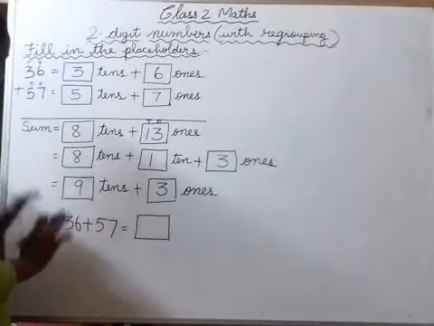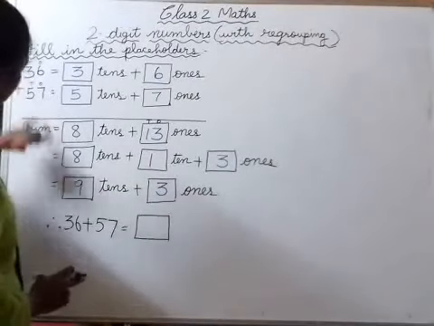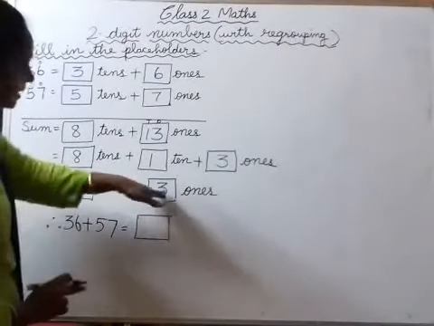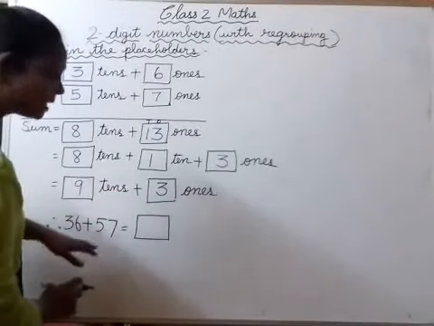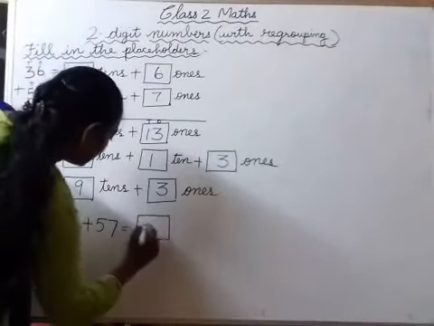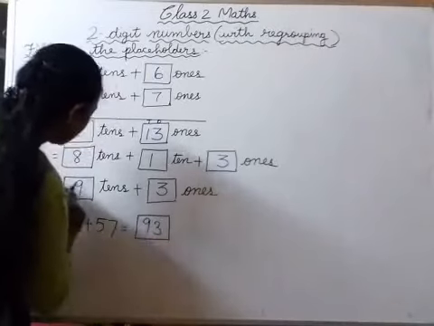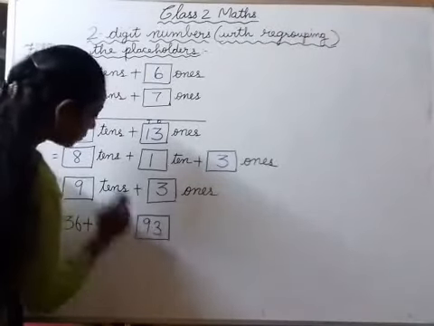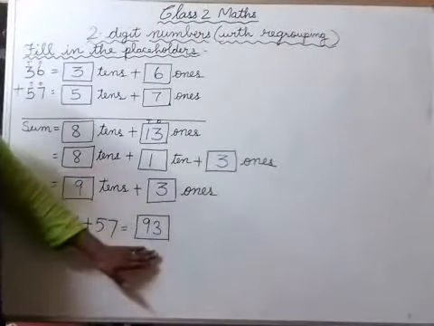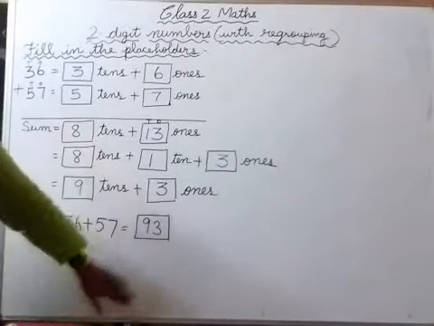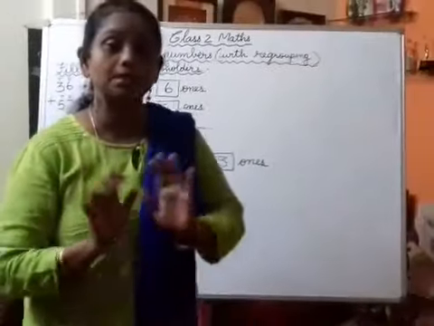Is it clear? Now when we add 36 and 57, what is the answer? What was the answer we got? Yes, 93. 9 tens and 3 ones. So 93 is the answer for this. Okay, hope the concept is clear for you.